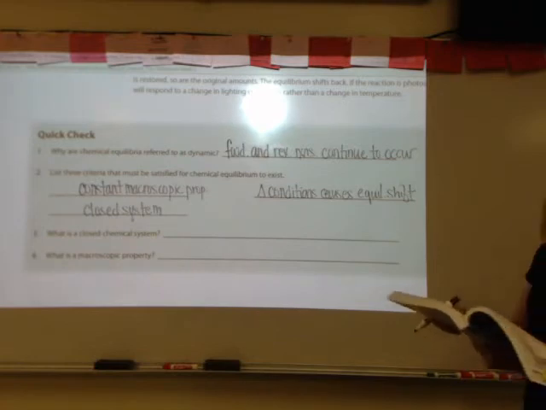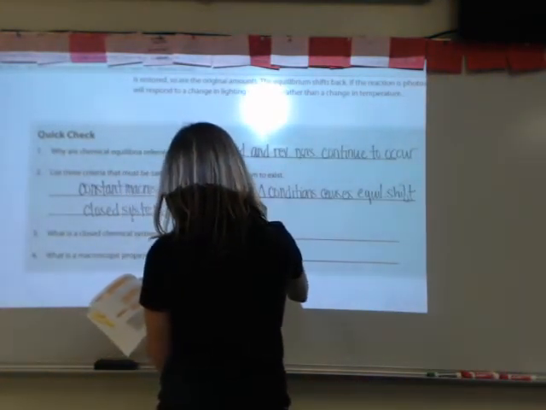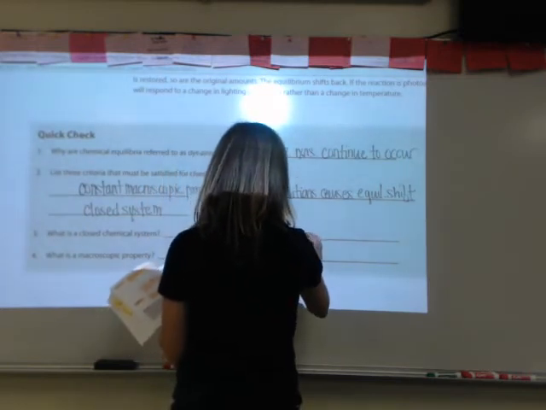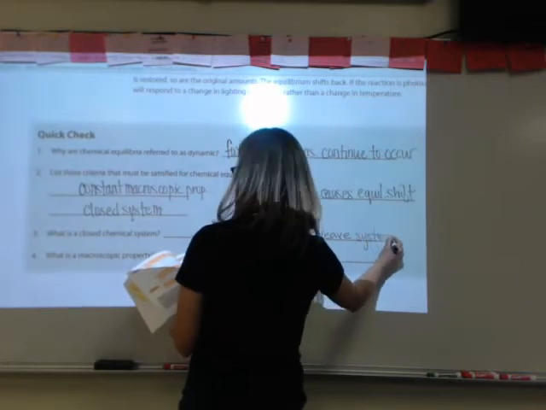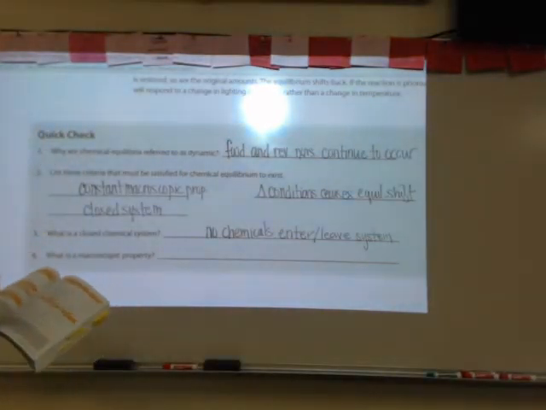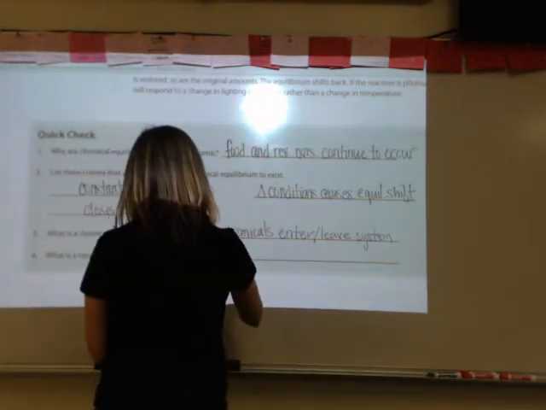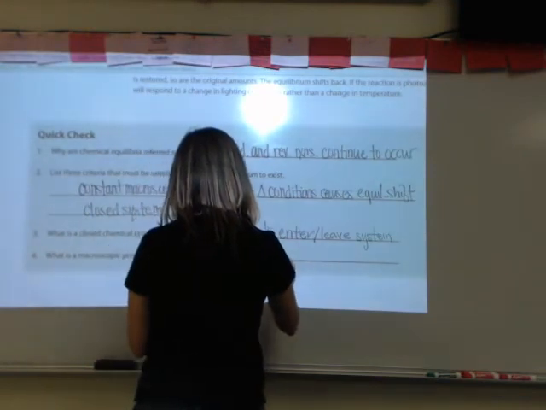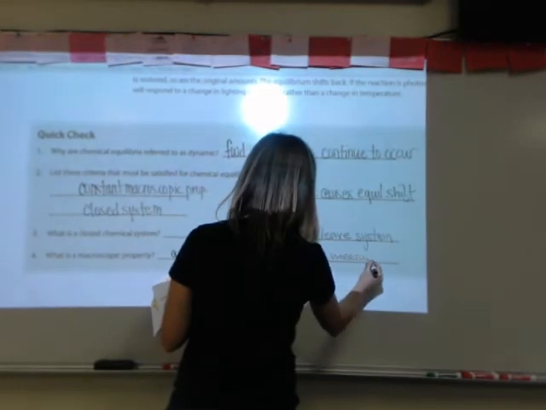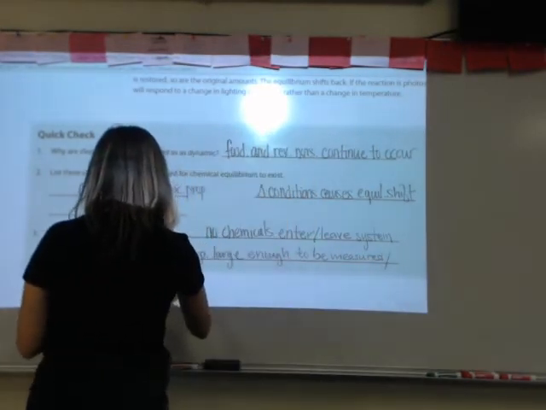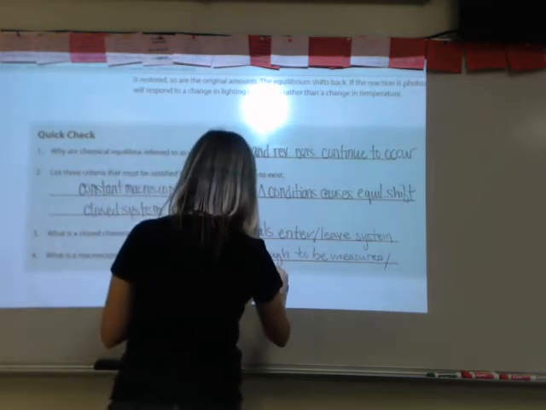Number 3, what is a closed system? Closed systems are where no chemicals can enter or leave the system. Number 4, what is a macroscopic property? That's a property that's large enough to be measured or observed with the unaided eye.